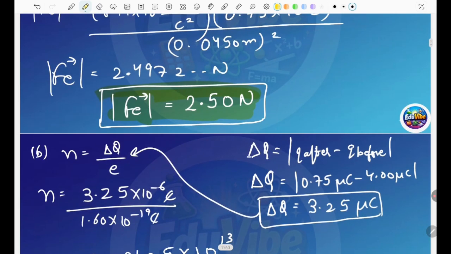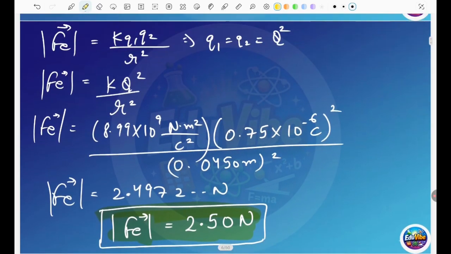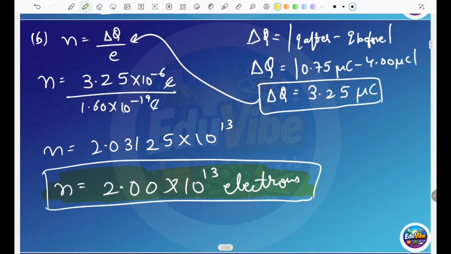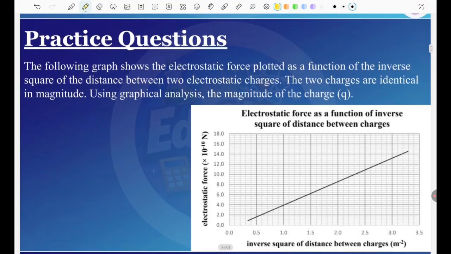So in this one question, we cover all three formulas: the charge formula, the electrostatic formula, and the number of electrons. That's how all the formulas are used in one question. This question is worth about 4 to 5 marks. If you do all things correctly and in sequence, you get 5 out of 5 or 4 out of 4. So let's move on to the next question.